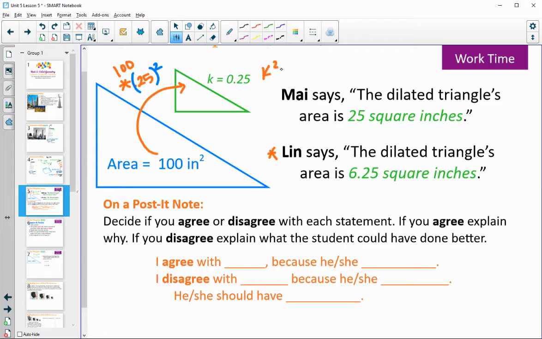So K squared is 0.0625. Okay, so Lynn actually multiplied the 100 times that K squared value of 0.0625 to get this. So Mai only multiplied by K, not by K squared.